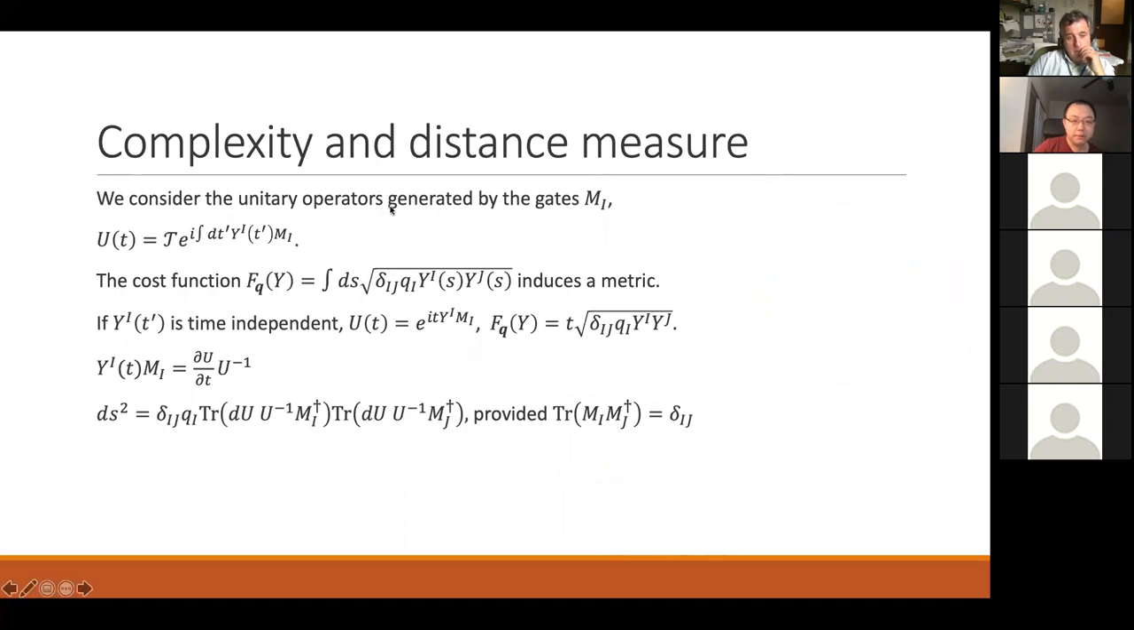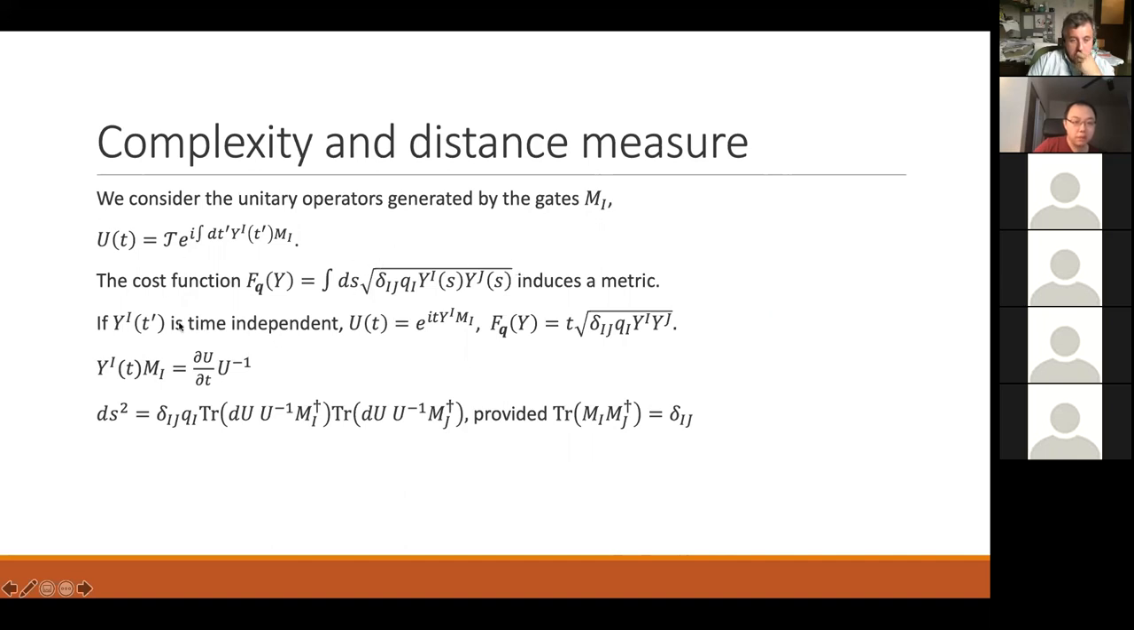Okay, before continuing, let me give a brief introduction to complexity. If we consider the unitary operator generated by the gates, so M_i here are considered as different operators, then the unitary operator can be written as a time-ordered product of the operators at different times. And then from this unitary operator, we can define the cost function, and this cost function will induce a metric on the space of the unitary operators.